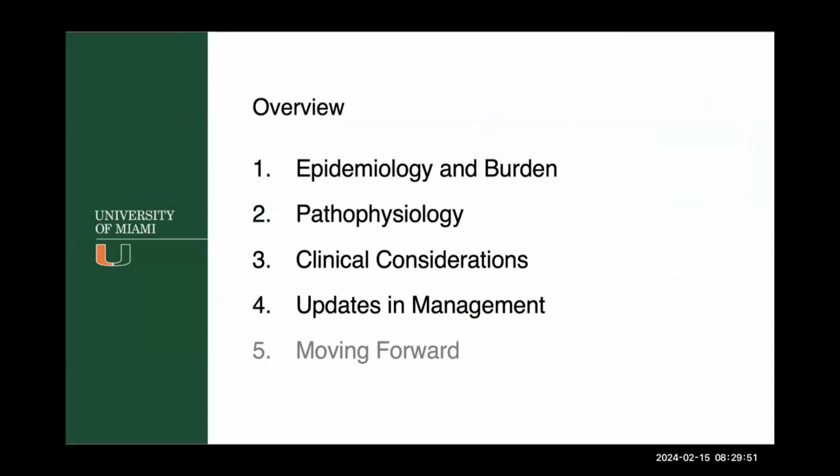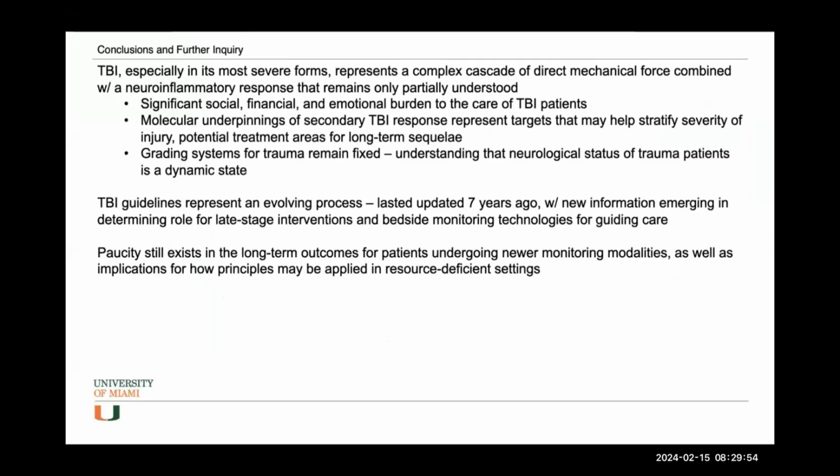So moving forward, where does this land us? Well, TBIs, especially in their most severe forms, represent a complex cascade of different mechanical forces that, when combined with a neuroinflammatory response, lead to a week to month-long period of traumatic brain injury that far exceeds just the initial traumatic insult. They have a significant social, financial, and emotional burden, but the molecular underpinnings of secondary TBIs represent targets that we can use to stratify the severity of injury, as well as find potential treatment areas for their long-term sequelae.